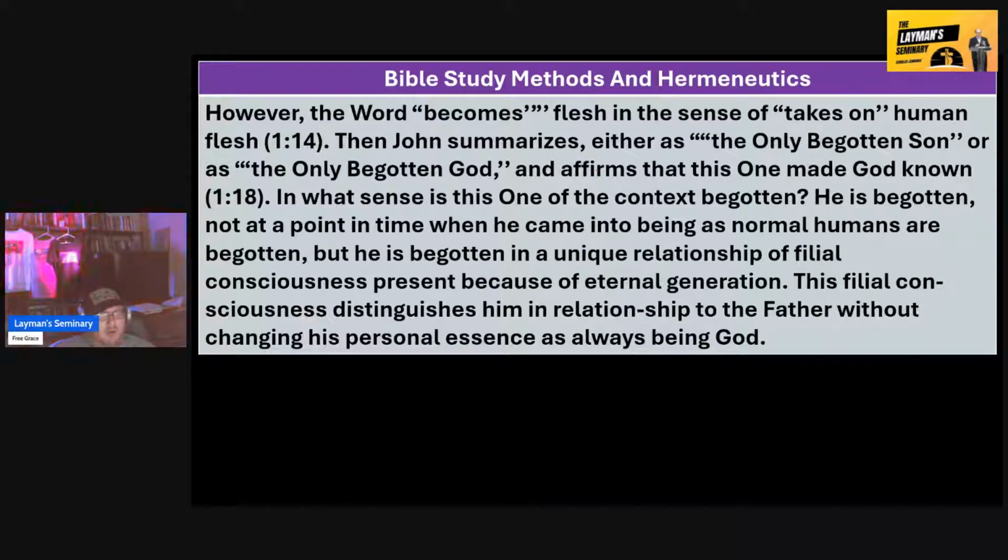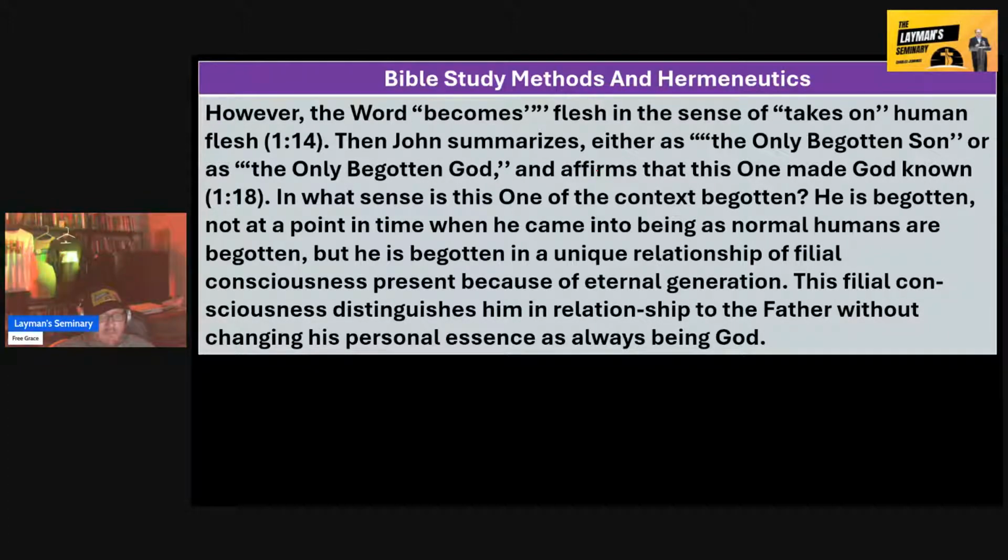However, the Word becomes flesh in the sense of takes on human flesh. Then John summarizes either as the only begotten Son or as the only begotten God, and affirms that the one made God known. In what sense is the one of the context begotten? He is begotten not at the point in time when he came into being, as normal humans are begotten, because he's begotten in a new, unique relationship of filial consciousness present because of eternal generation.